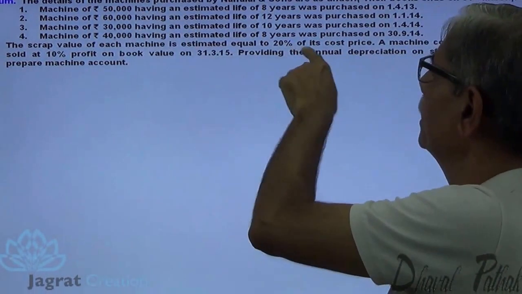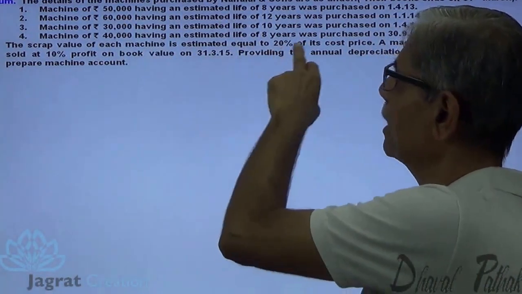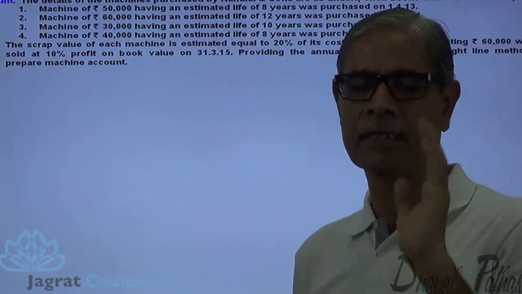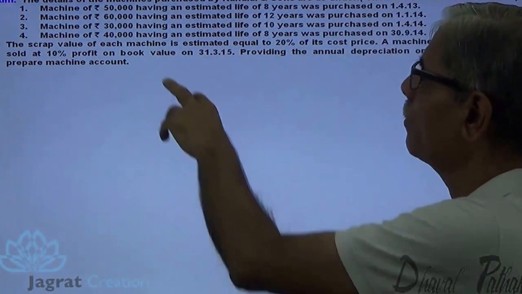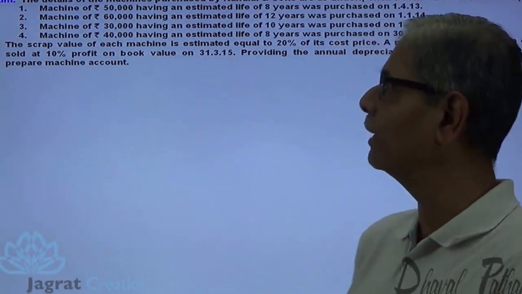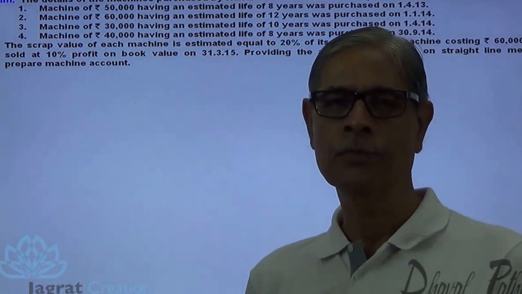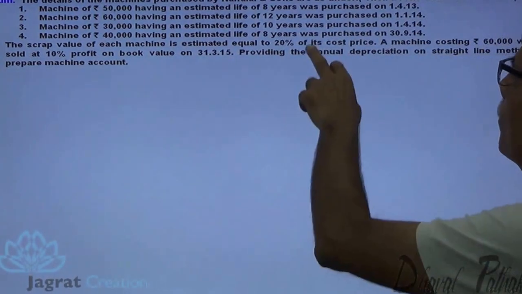So 50,000 into 20%, 10,000 is the scrap value. 60,000 into 20%, so 12,000 is the scrap value at the end of the useful life. 30,000 into 20%, 6,000 is the scrap value at the end of the useful life. 40,000 into 20%, 8,000 is the scrap value at the end of the useful life.